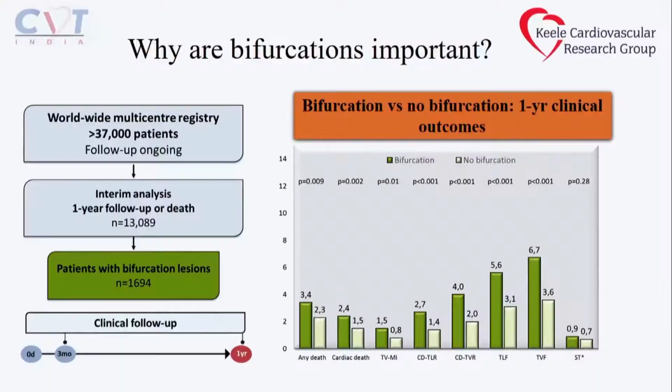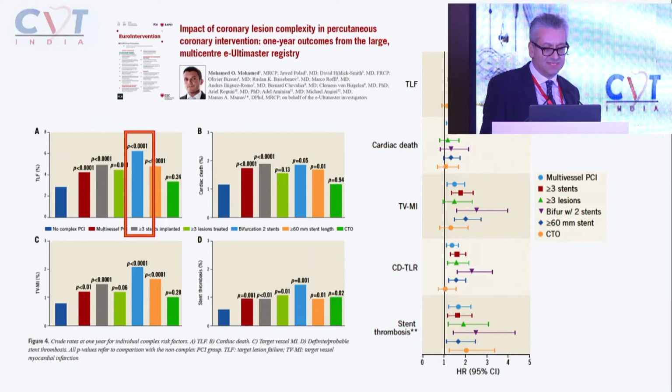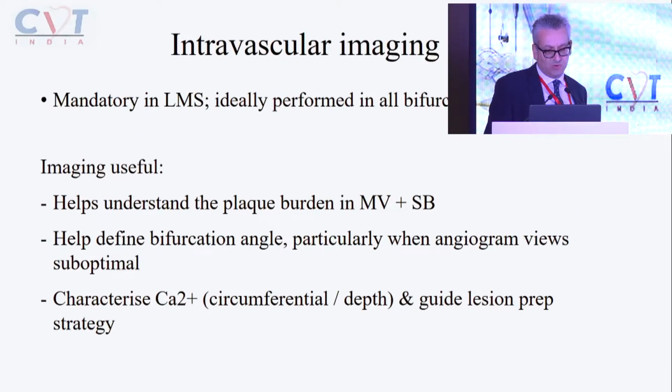Well, this is some data that we've published from the Ultimaster registry showing that bifurcations have much worse one-year outcomes for a variety of different endpoints, such as target lesion failure, target vessel MI, stent thrombosis, and so forth. This is some work that we published around complex PCI, and the major take-home message from this is that bifurcations with two stents have the highest event rate. You can see that they have the highest target lesion failure rate and the highest target vessel MI rate. Therefore, it's really important in these cases to undertake intravascular imaging.